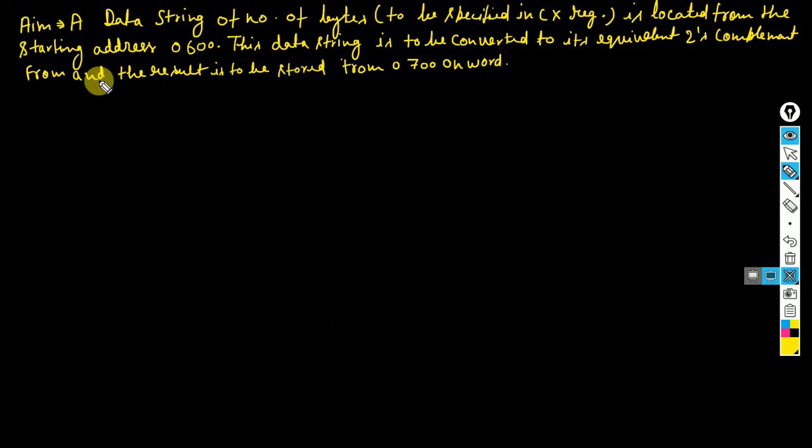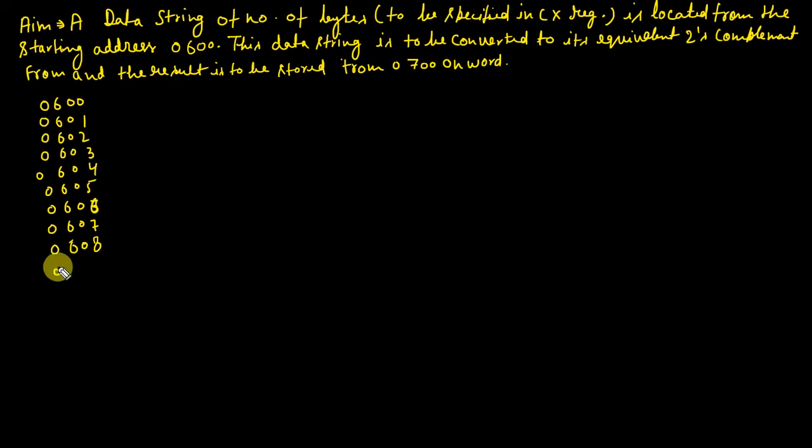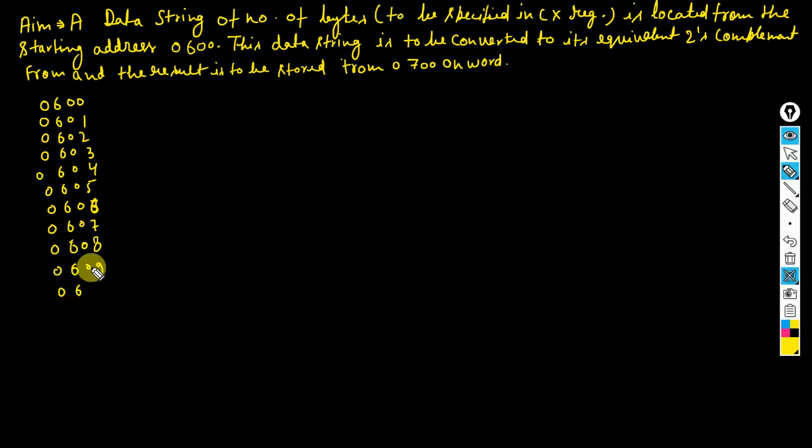Suppose we have a 16 byte long string, with addresses 0600, 0601, 0602, 0603, 0604, 0605, 0606, 0607, 0608, 0609, 060A, 060B, 060C, 060D, 060E, 060F. Suppose this is your starting address.